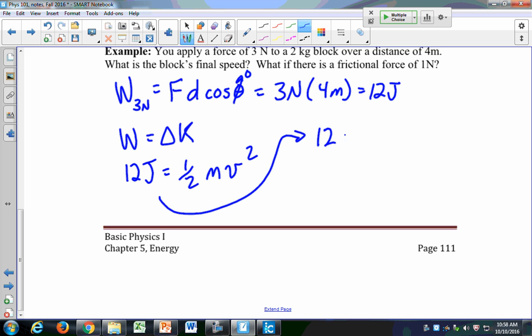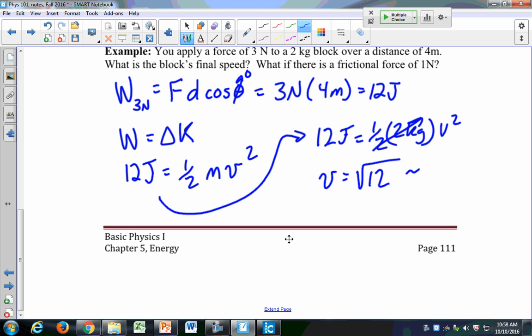I say 12 joules equals a half of my mass, which is 2 kilograms, times v squared. This becomes a 1, half of 2 is 1, and so v is the square root of 12, which is about 3 point something meters per second. All right. You'll see some problems like that too. I have a force acting over a certain distance. Now what is the speed of this object?